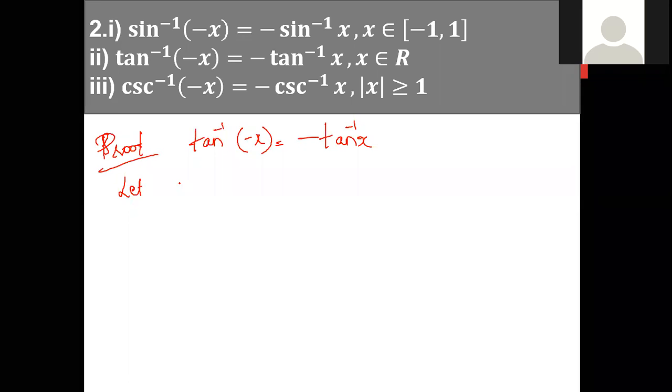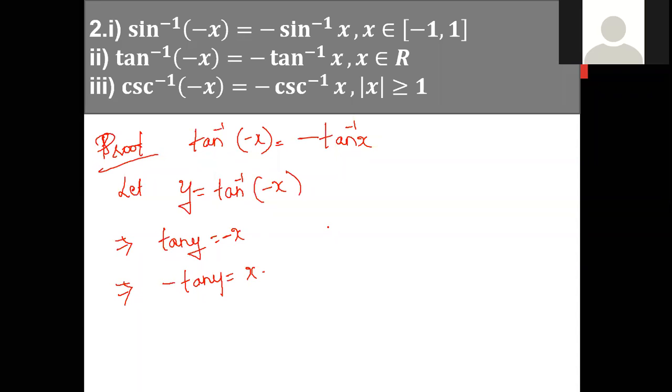So what we have to do, let y is equal to tan inverse of minus x. So what happens? Tan y is equal to, not x, minus x. That implies minus tan y is equal to x.